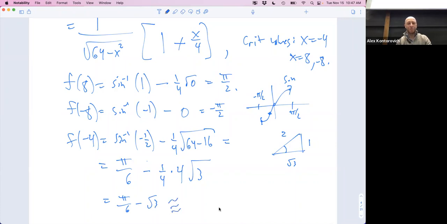Very, very, very crudely, pi over 6, pi is like 3, over 6 is like 1/2, and minus √3 is like -1, -1.5. Let's see if I can get away with being that crude. If minus √3 I estimate as -1, am I too crude?